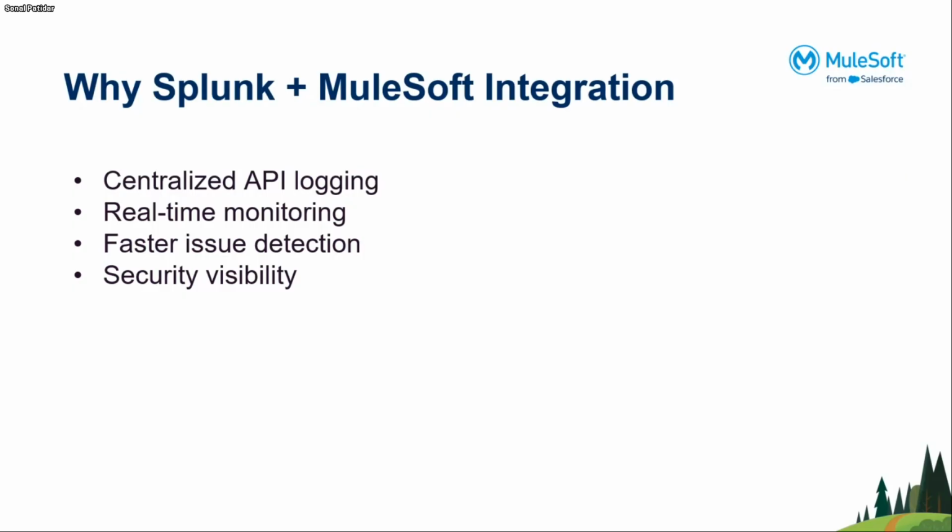Coming to real-time monitoring. As soon as an API is called or an error occurs, the log is immediately visible in Splunk. There is no delay. Everything is near real time. For example, if an API fails, we can see it instantly on the dashboard. Next is faster issue detection. Logs are searchable and visible in real time. We can quickly identify failures, track errors, and analyze patterns. This reduces the time required to detect and fix the issue.